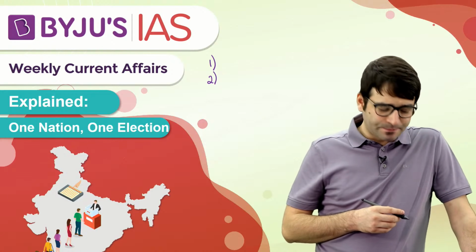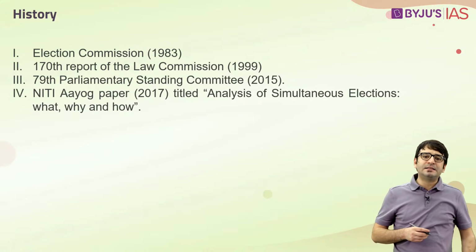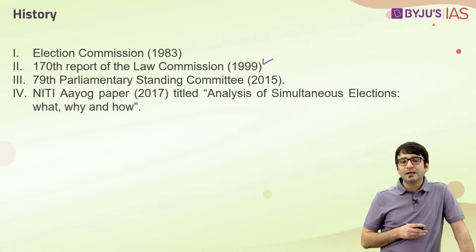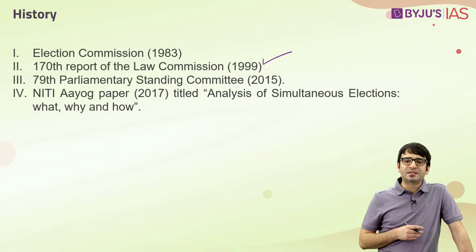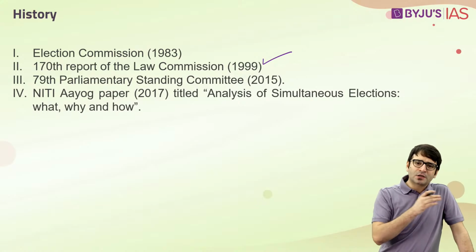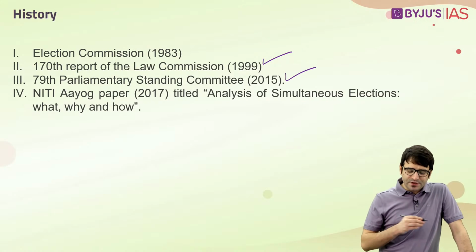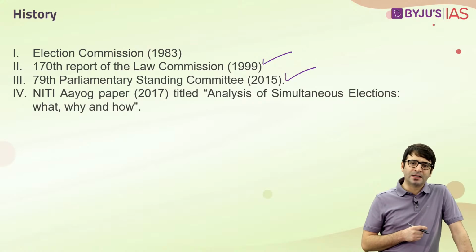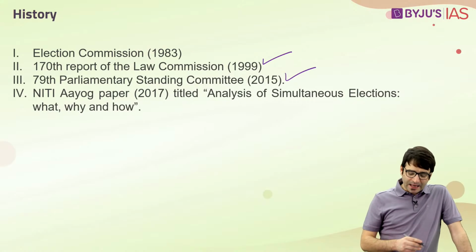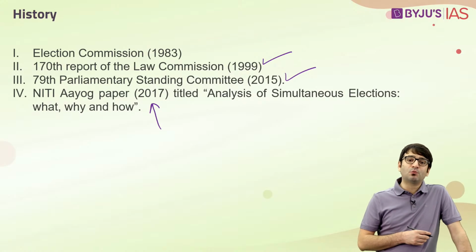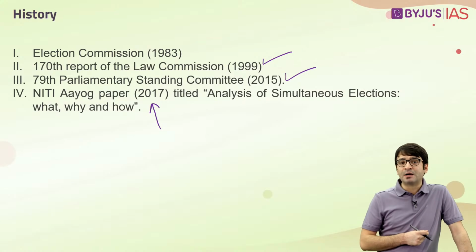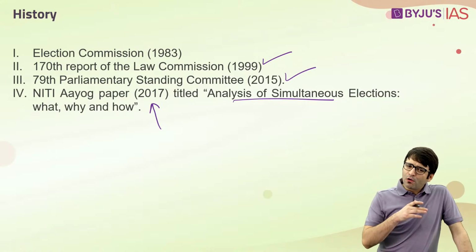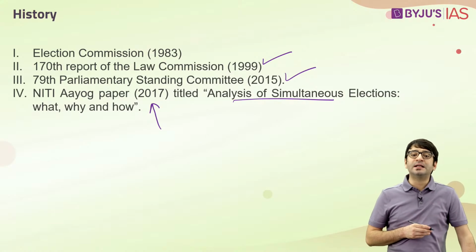But after that, the Election Commission of India in the year 1983 recommended, can we please go back to simultaneous elections? Then in 1999, the 170th report of the Law Commission, headed by Mr. BYJU'S Reddy, also recommended going back to simultaneous elections. In 2015, the 79th Parliamentary Standing Committee report on Law and Justice also recommended it. And in 2017, a research paper was published by the Niti Aayog, the think tank of the government, titled Analysis of Simultaneous Elections: What, Why, and How. All of them recommended, let's go back to simultaneous elections.